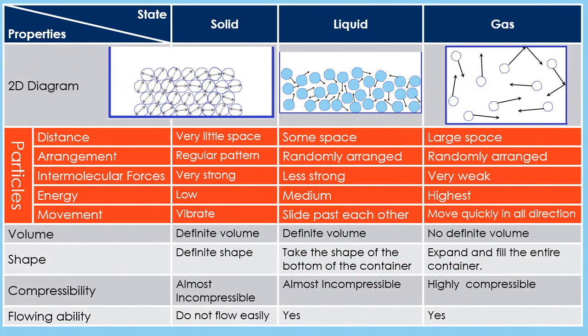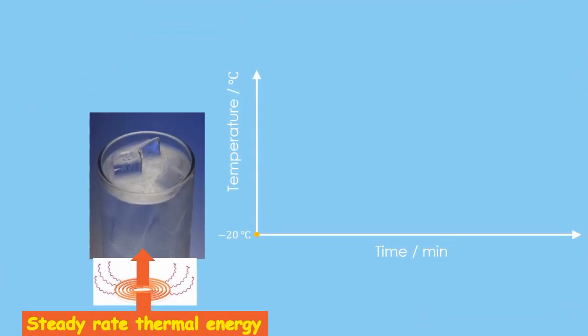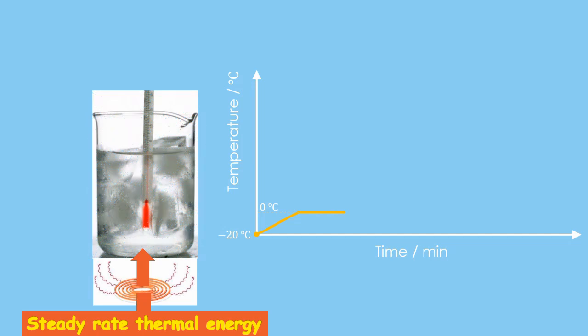I would ask that you pause the video so that you may take some time to comprehend the information. Now that we know the kinetic particle model of matter, let us return to the temperature time graph and try to explain why matter changes states as the temperature changes.